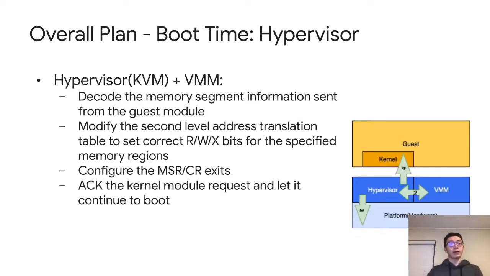On the hypervisor side, during boot time, it needs to decode the memory segment information sent from the guest. It will modify the second-level translation table to set the correct read, write, execute bits for the specific memory regions. And it will configure the VM exit on MSRs and control registers. After that, it should acknowledge the request and let the guest continue to boot. It's just a few calls we need to make, so it should not have significant impact on guest boot.